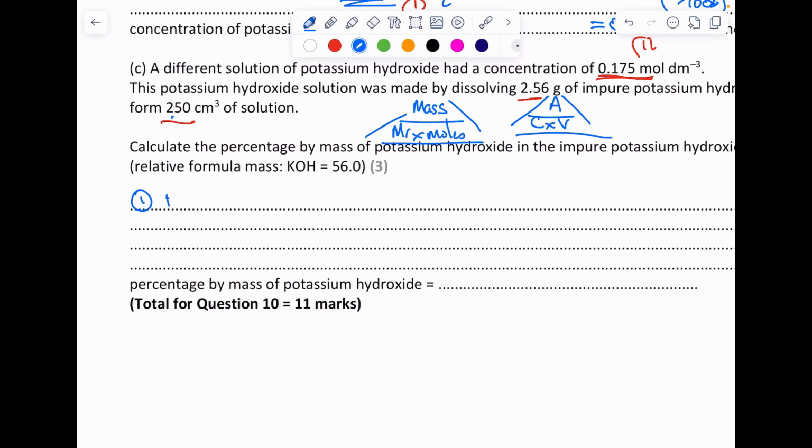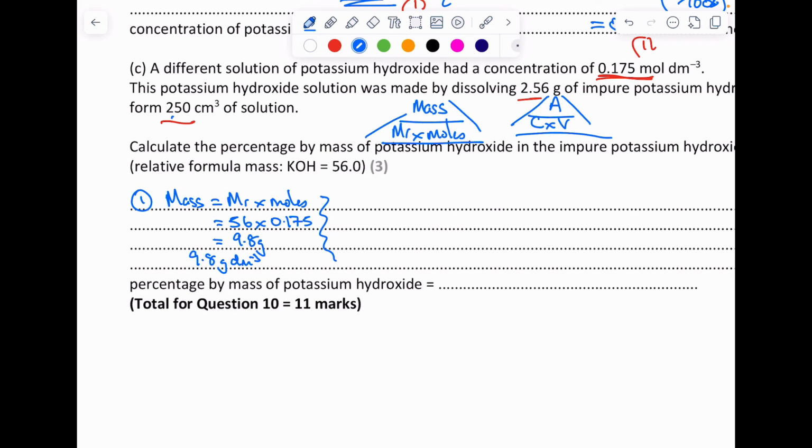So the first step, we're trying to find the mass. In the quantitative triangle, mass is Mr times the moles. So the Mr is 56, we're told that in the question, and the number of moles is the concentration. So let's put it into my calculator. So 56 times 0.175, and that's giving me an answer of 9.8 grams. So that 9.8 grams is in 1 decimeter cubed.